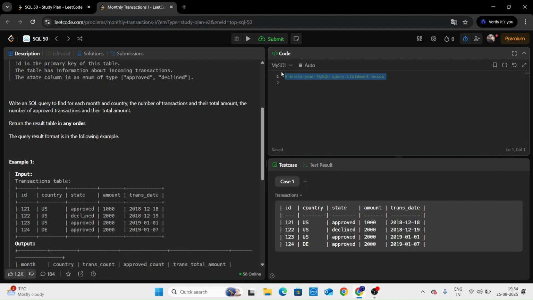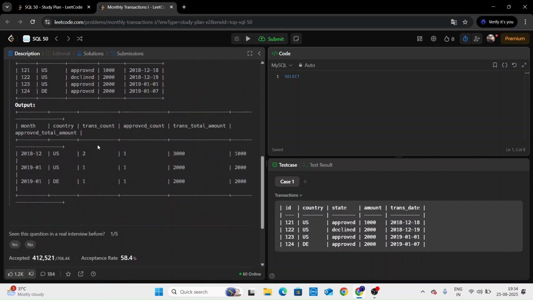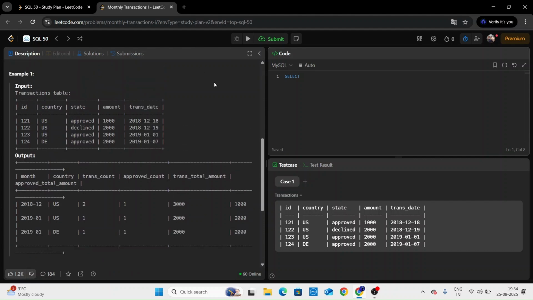Okay, we can use that previous condition, I guess. The previous day I used that condition to find the number of count. Using that we can find the, okay, yes, we can do that. First we have the month. Okay, how to do this?